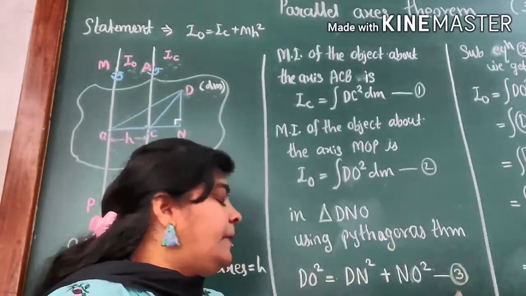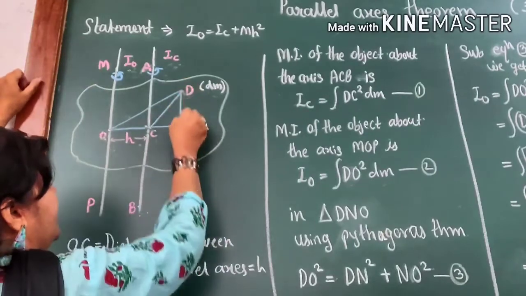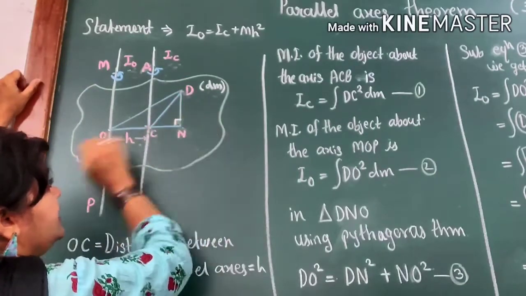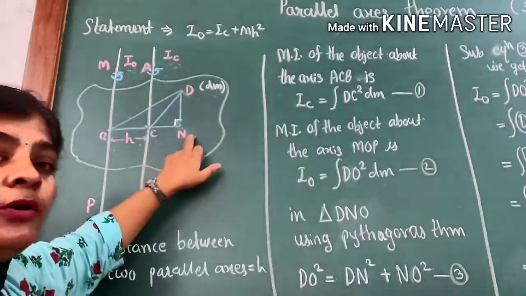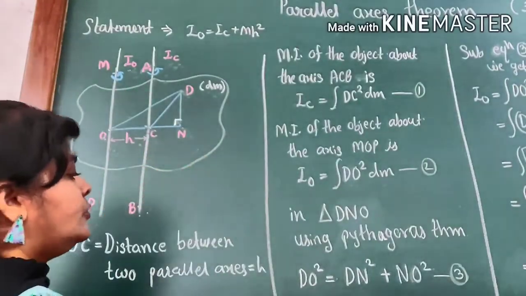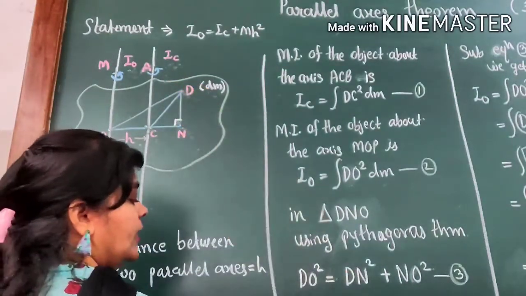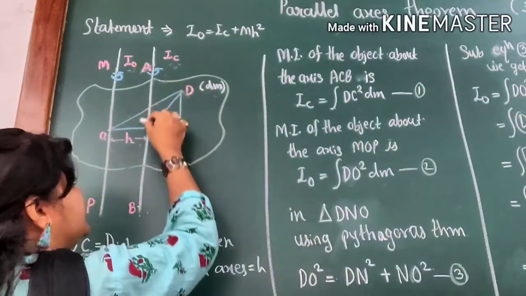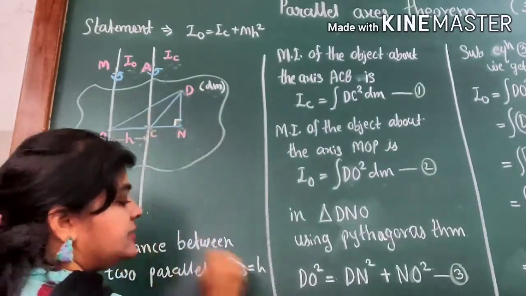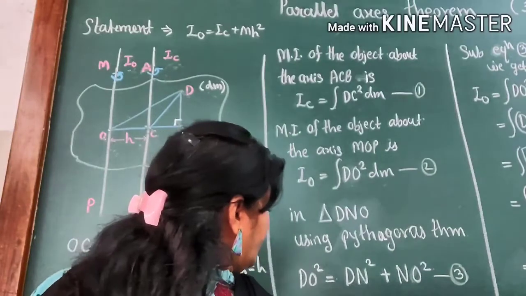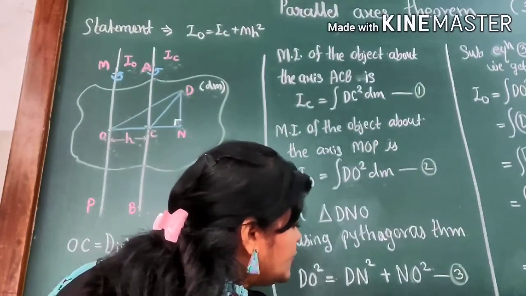Equation number 3. If we consider the small triangle here, again DN is perpendicular to CN. This angle becomes 90 degrees. We can use the Pythagoras theorem for it. Using the Pythagoras theorem, we get DC square is equal to DN square plus NC square. Therefore, DC square is equal to DN square plus CN square.